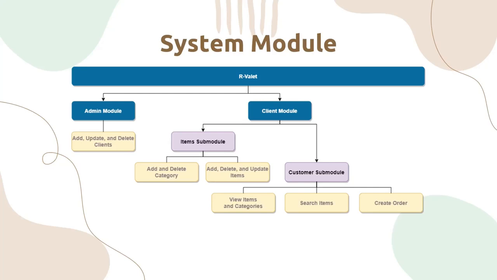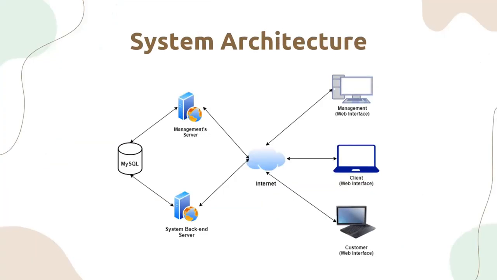And for your information, the admin module and item submodule are the back end of the system, while the customer submodule is the front end of the system. So here's the system architecture. The system needs a stable internet connection to access the server. And for the data, it will retrieve and store the data inside a database called MySQL.